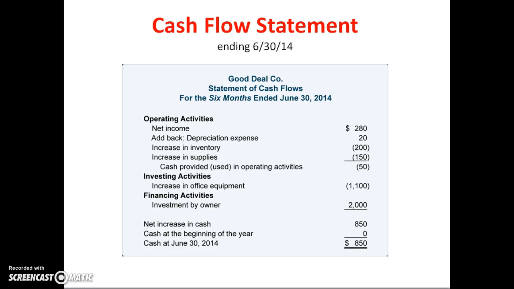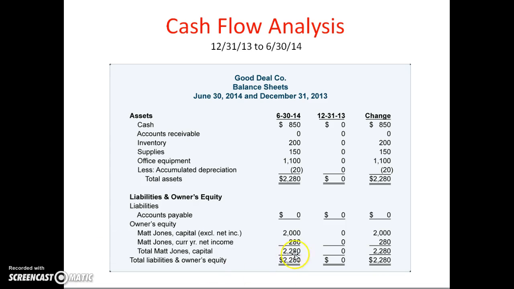Here is the cash flow statement. Let's take a look at some of the numbers. First, in the operating activities area, we will include the net income for that 6-month period. In this case, it's $280. Please note that $280 is the same $280 reported here in the owner's equity section of the balance sheet.